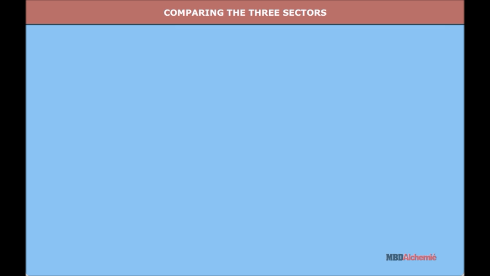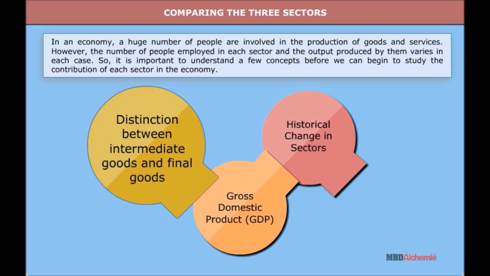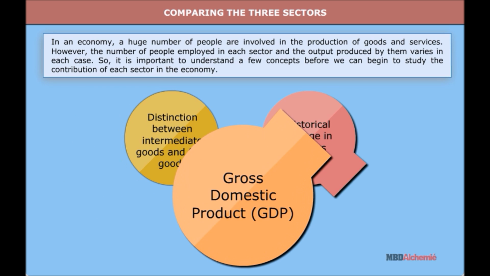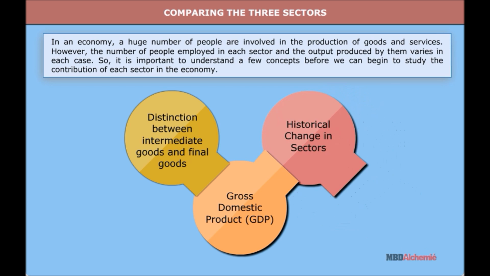Comparing the three sectors. In an economy, a huge number of people are involved in the production of goods and services. However, the number of people employed in each sector and the output produced by them varies in each case. So it is important to understand a few concepts before we can begin to study the contribution of each sector in the economy. Distinction between intermediate goods and final goods. Gross domestic product or GDP. Historical change in sectors.